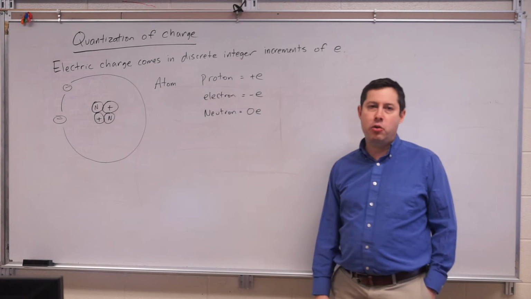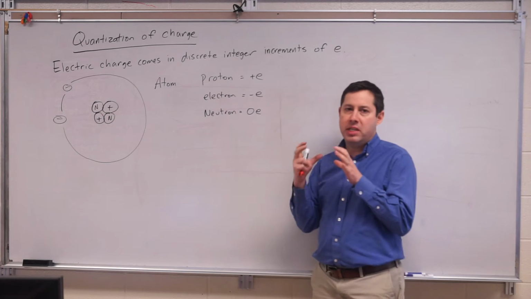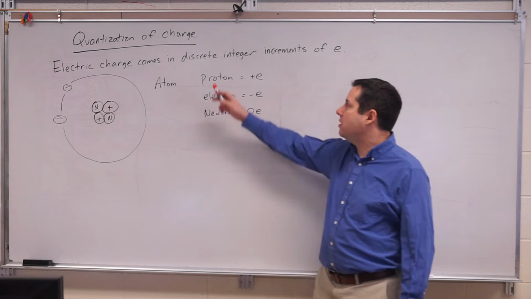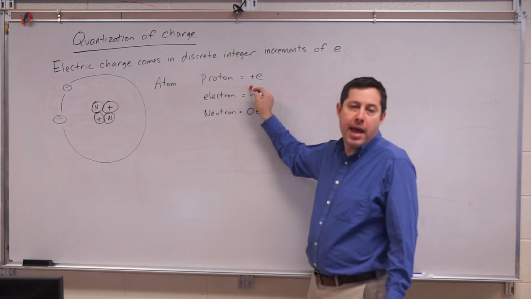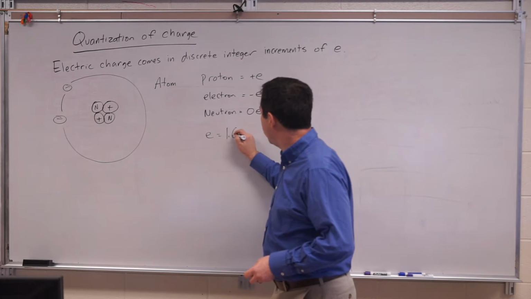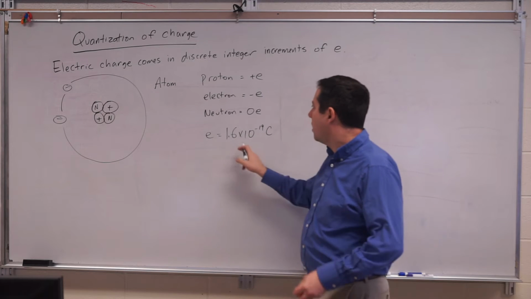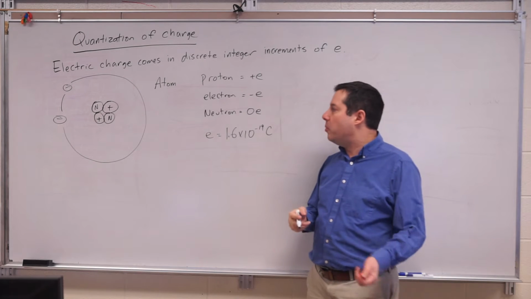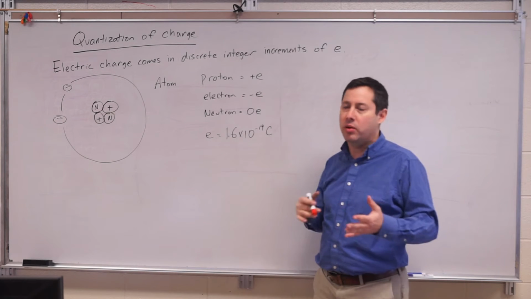Okay, hi, I'm here to talk to you about quantization of charge. The idea is that charge comes in very specific amounts, packages basically, or discrete integer increments of e. Imagine this: the proton has a charge of plus e, and e is equal to 1.6 times 10 to the negative 19th coulombs. So the charge of a proton is 1.6 times 10 to the negative 19th. The charge of an electron is negative 1.6 times 10 to the negative 19th. And a neutron's got a charge of 0, so we can more or less ignore them.